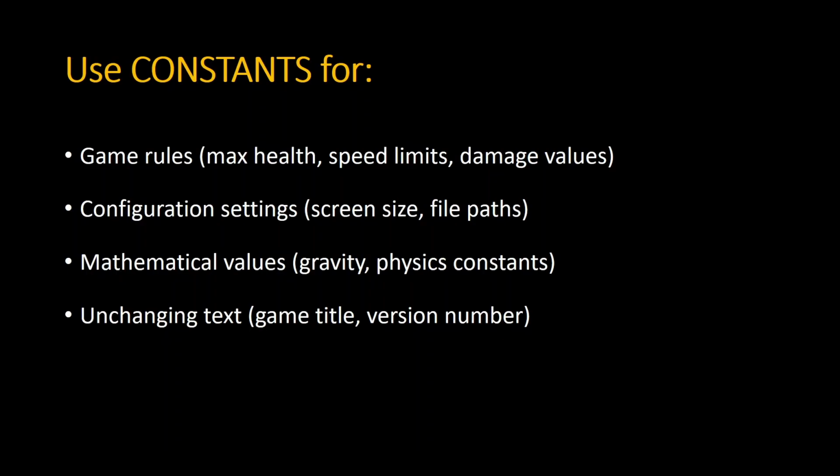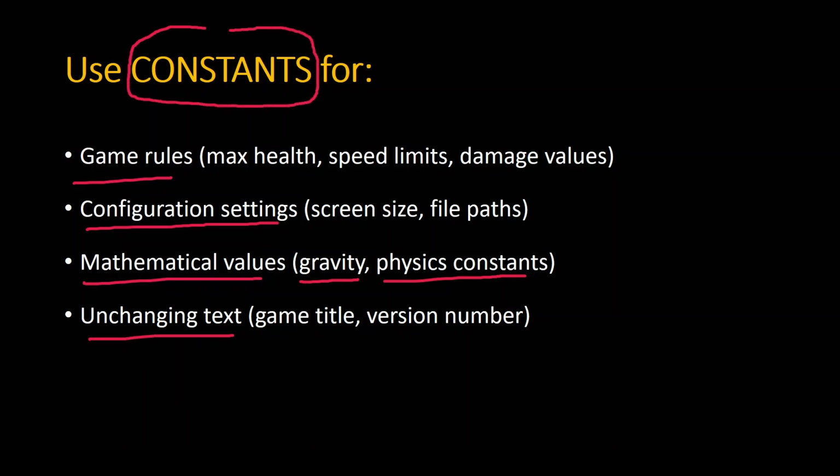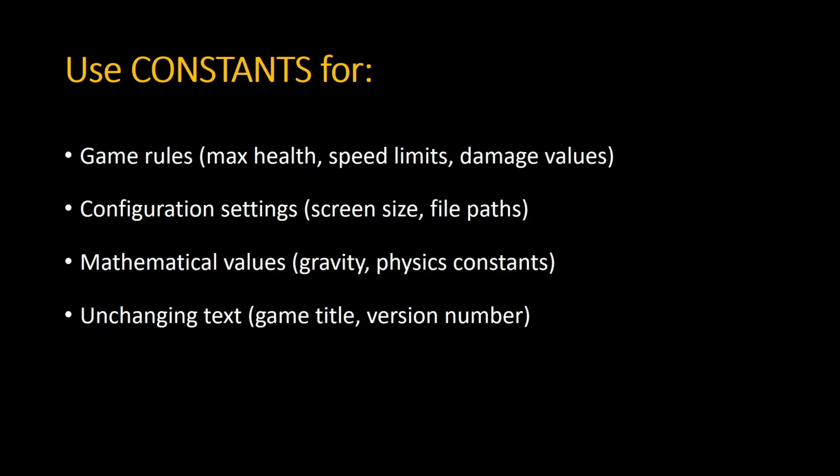Okay, in the past section, we've tackled declaring variables using the var and const keywords. And now we are going to discuss when to use constants or the var keyword. When using constants, you can use them for game rules like the max health, speed limits, or damage values, in configuration settings, mathematical values that don't change, like for example gravity or basic constants, and unchanging text. So you can use constants for pretty much anything that you don't want to change.